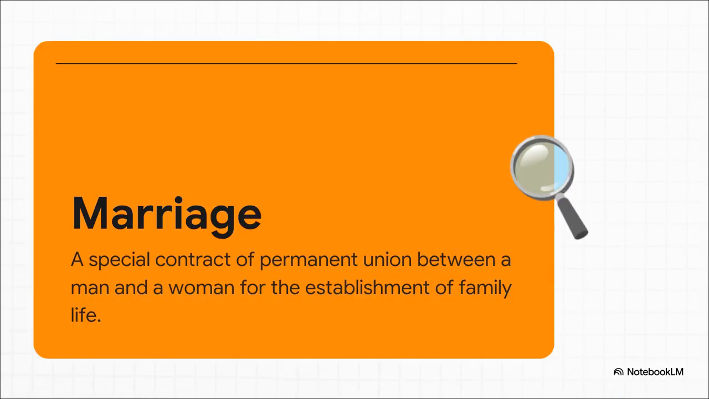First up, Article 1. Now, this definition looks simple enough, right? But trust me, every single word here is packed with legal meaning. You see the phrases special contract and permanent union? That's your first clue. It tells you right off the bat that the law sees marriage as way more than just a private deal between two people. It's an inviolable social institution that the state itself is sworn to protect.